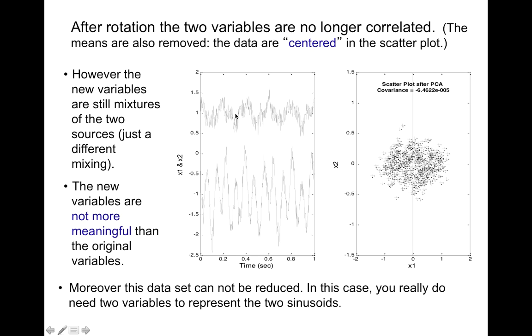However, notice that the new variables are still mixtures of the two original sources. So in this particular example, even though we have uncorrelated the variables, we don't have any information that's more meaningful than the original variables were. So this is an example of a data set that cannot be reduced. In this case, you really do need two variables to represent these two sinusoids. There are two measurement channels and two sources. So this is the case where principal component analysis breaks down.